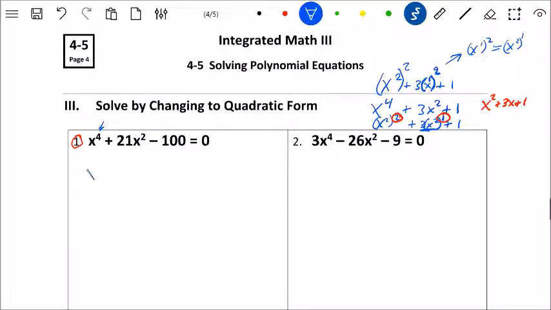it as a quadratic. I'm going to do that by doing x squared, squared, plus 21 x squared to the first, minus 100 equals 0. By doing that, I'm making it a second power, then a first power, then x to the 0 power, or just no x at all. That's a normal quadratic. The only difference for us is that instead of just having x in here, we have an x squared. But as long as these two are exactly the same, we're allowed to do this.